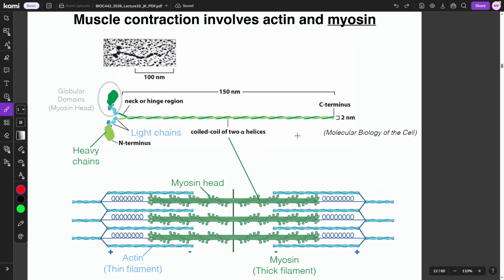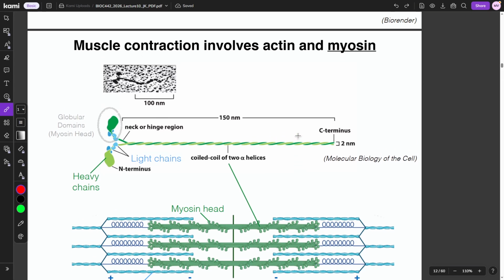So here we've got an example of what myosin looks like. Myosin is made up of these protein things that wrap around each other. We've got our C termini. And the important thing to keep in mind is the light chains are these portions here that hold the heavy chains, which are the heads, to these coils.